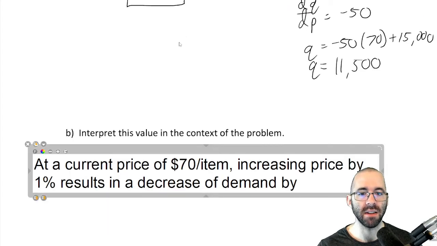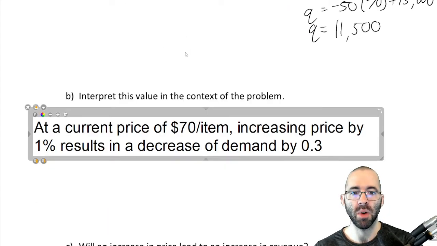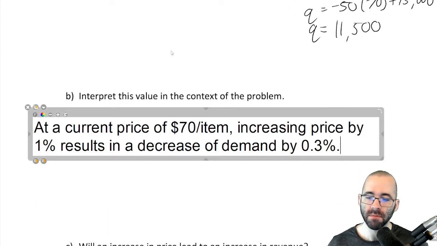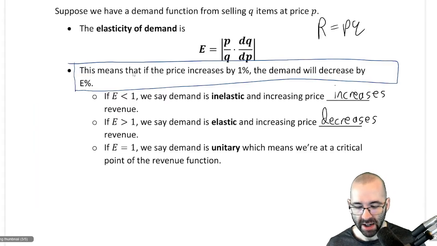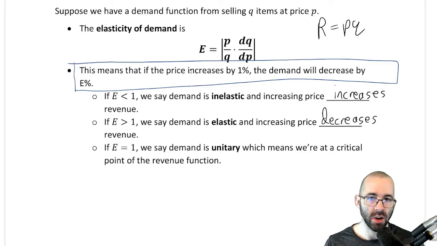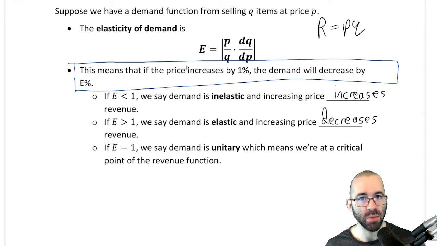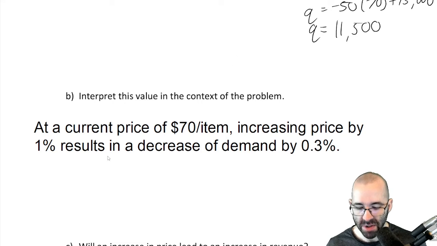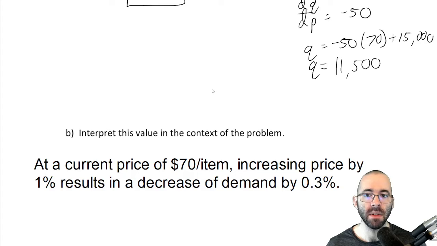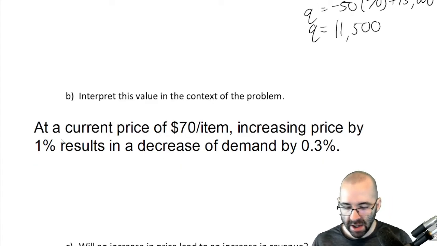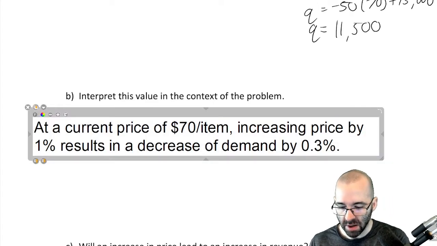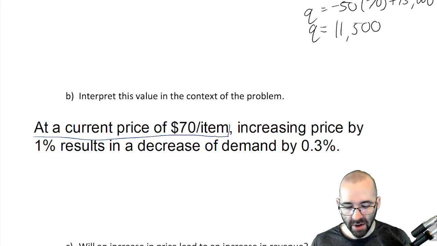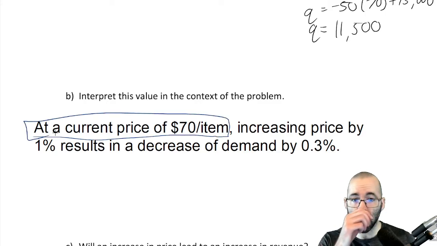So this percent, 0.3%. And that's just the definition right here. At our current price, if we increase price by 1%, demand will decrease by E%. E was 0.3. And this part right here is very important because it does depend on where you are.